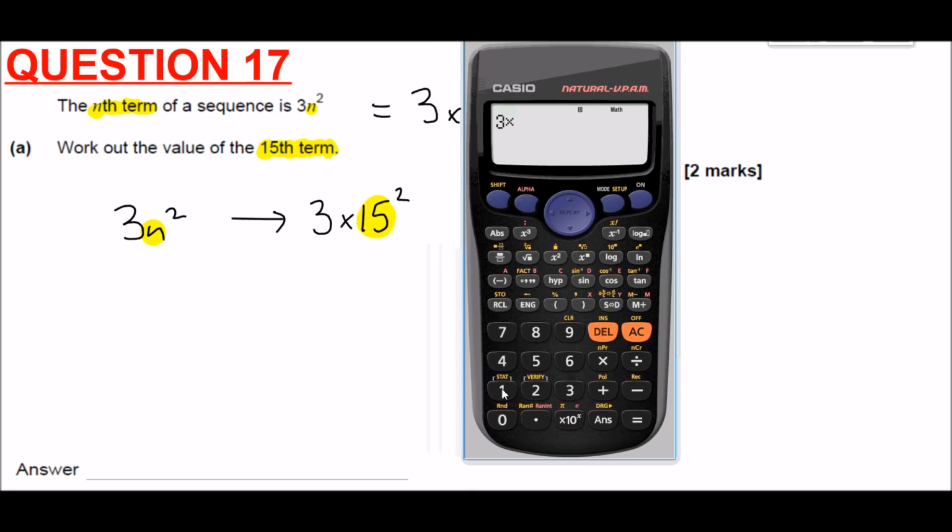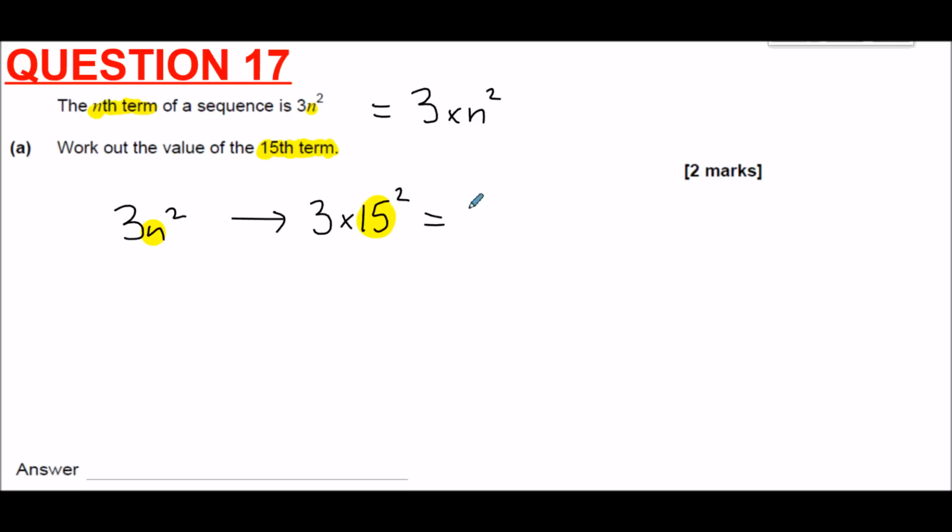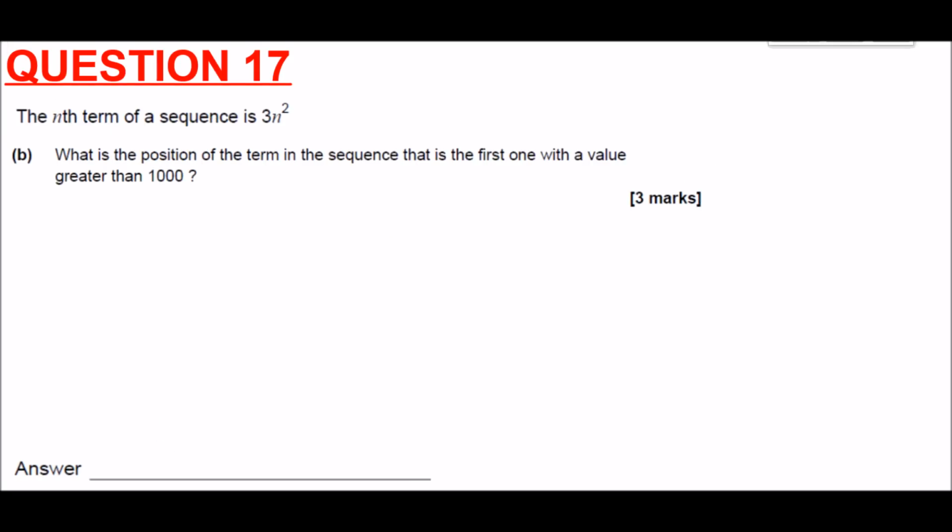3 multiplied by 15 squared, and we get an answer of 675. So that's the answer to part A. For part B, again the same sequence, 3n squared, and we're asked now what is the position of a term in the sequence that is the first one with a value greater than 1000.